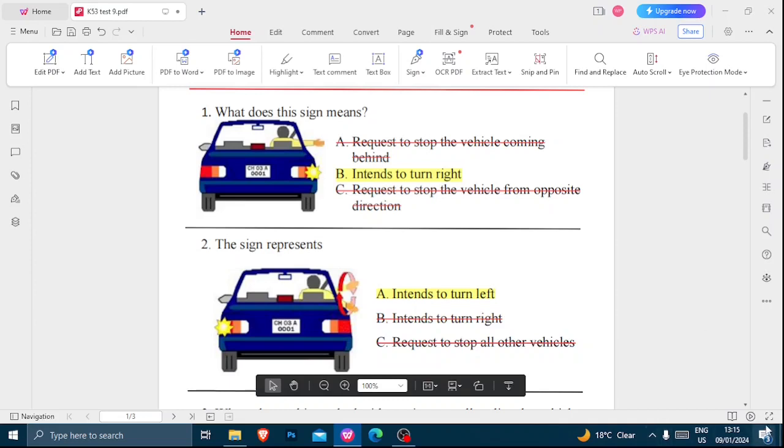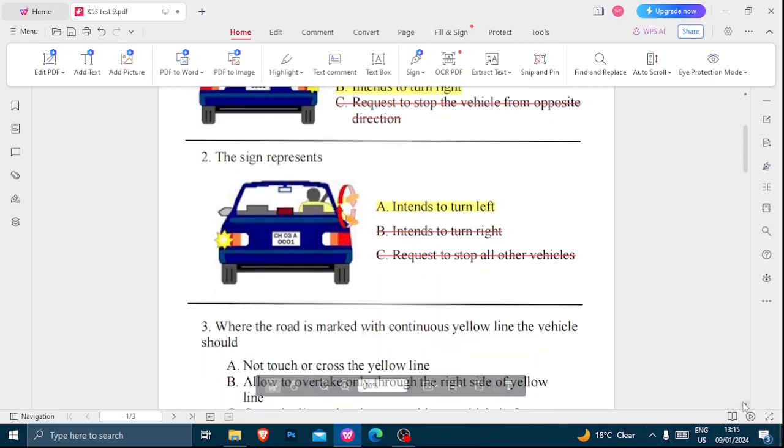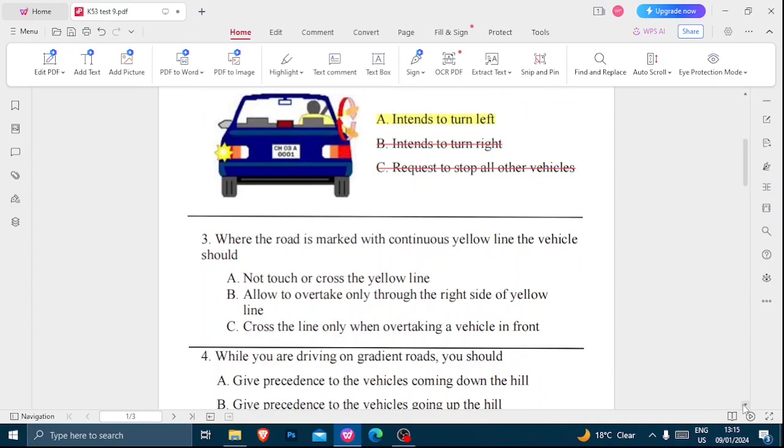Now we go to number 3. Where the road is marked with a continuous yellow line, the vehicle should. Here we are looking at a road that is marked with a continuous yellow line, right? So let me just underline that.